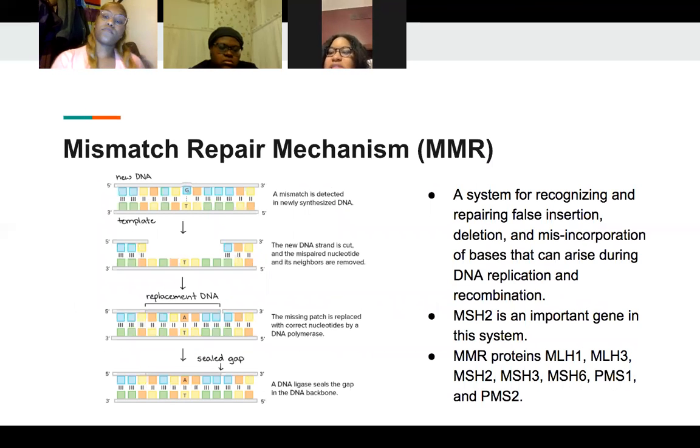Mismatch repair is just, as we know, a system that recognizes deletions in DNA replication and recombination. So as you see in our model, there's a mismatch DNA and it's cut out and replaced with the correct DNA. And MSH2 is important in this particular system, and some proteins that are in the MMR complex include MLH1 and MLH3, also MSH2, 3, and 6, and PMS1 and 2.